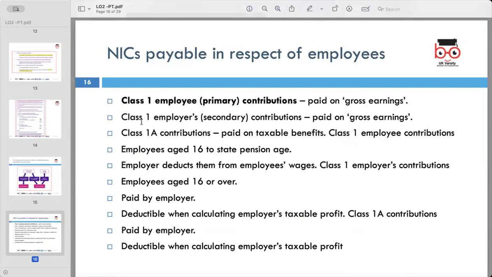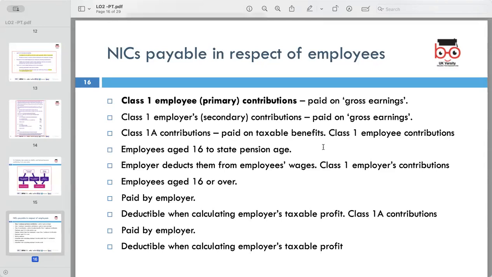So, national insurance contributions payable in respect of employees. You can see that Class 1 primary and Class 1 secondary: the first one is paid on gross earnings, the second one is paid by employers on gross earnings. Class 1A contributions are paid on taxable benefits.